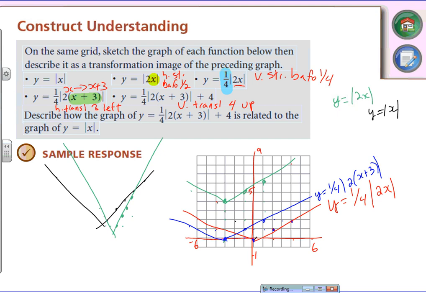Okay, so how do we describe it? We're going to go in order. Stretch before translate. So this is what you want to do. I suggest stretches, then reflections, then translations, even though stretching and reflecting can be done in any order. It tends to be easier to stretch it first and then reflect.